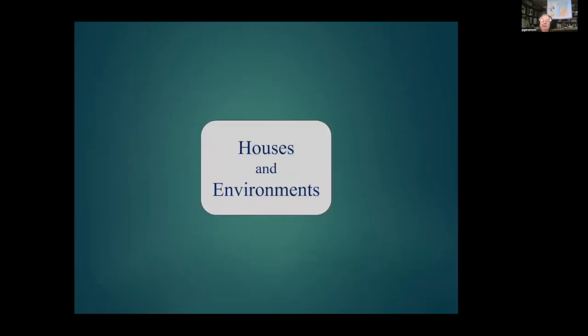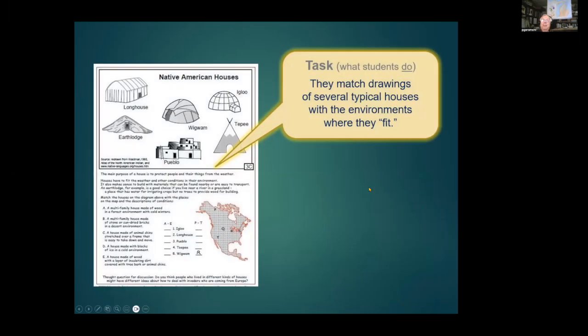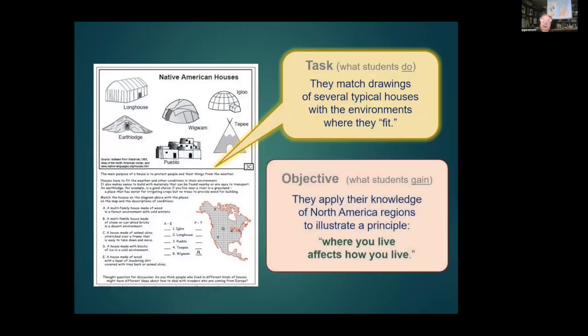And then they use it for an activity in houses and environments. They match drawings of several typical houses for the indigenous people with the environments where they fit. In effect, they're applying their knowledge of North America regions to illustrate a basic principle: where you live affects how you live. That was one of Dave's compelling questions for about, I think, unit 2 or 3. I don't remember which one.